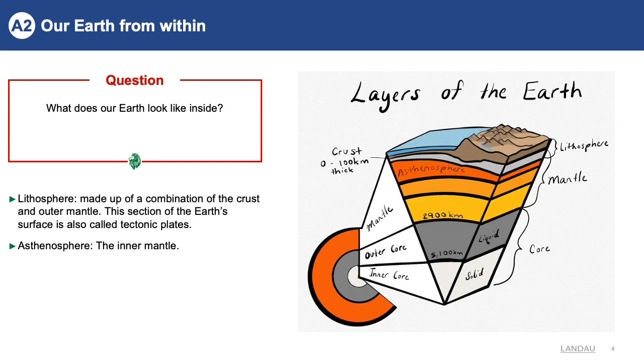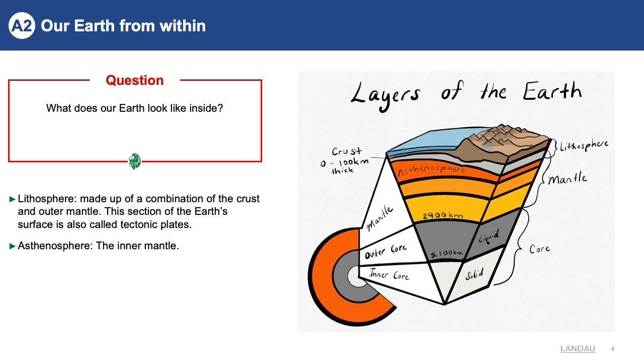Take a look at this cross-section of the Earth. Here, you can see the different layers. I have added a couple of new words for you. The lithosphere is made up of a combination of the crust and the outer mantle. This is also called the tectonic plates.